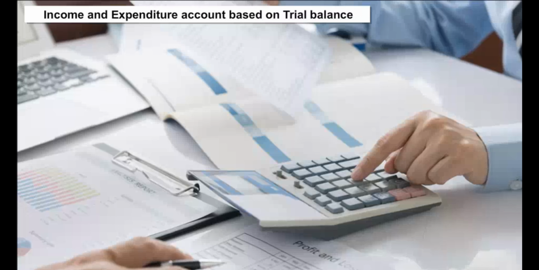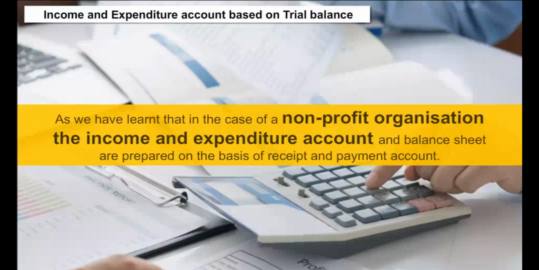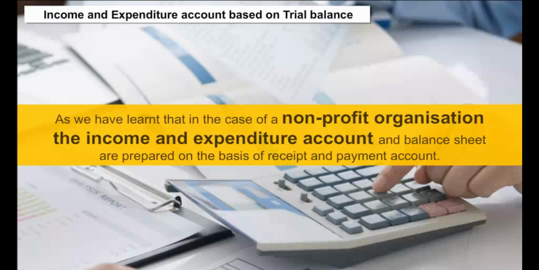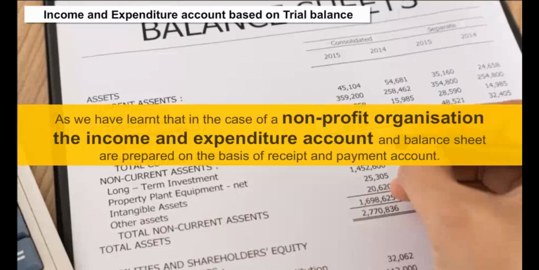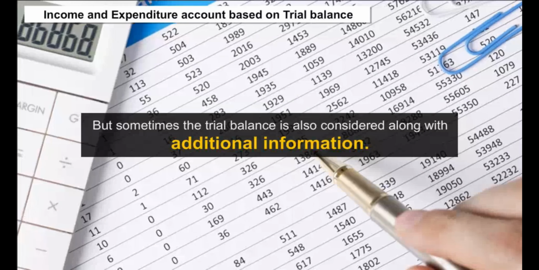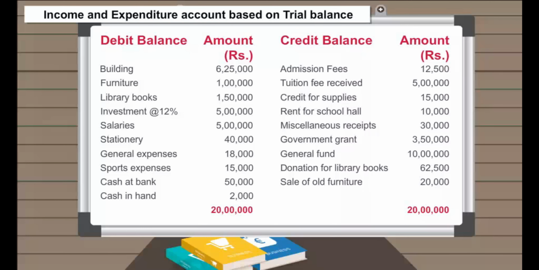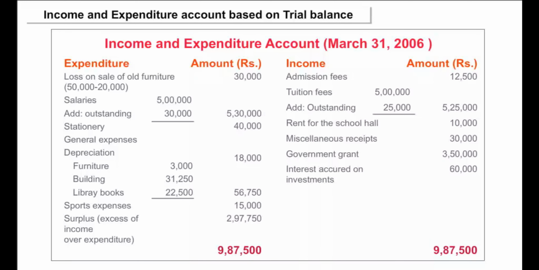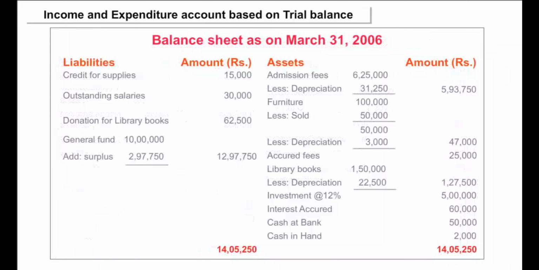Income and expenditure account based on trial balance. As we have learnt, in the case of a non-profit organization, the income and expenditure account and balance sheet are prepared on the basis of the receipt and payment account. But sometimes the trial balance is also considered along with additional information. For example, from the trial balance and other information given below for a school, prepare the income and expenditure account for the year ended on 31st March 2006 and a balance sheet as on that day.